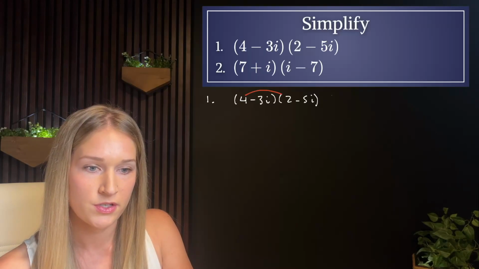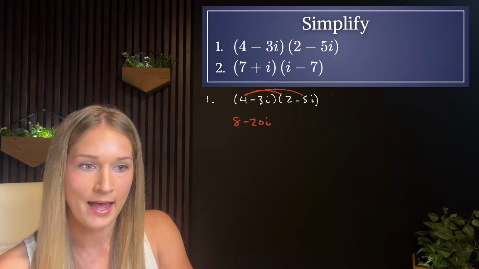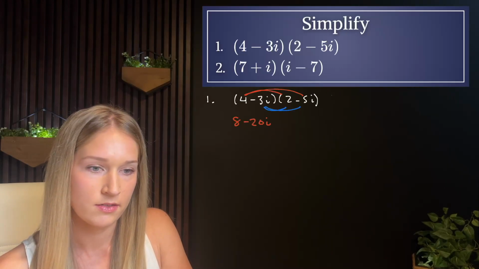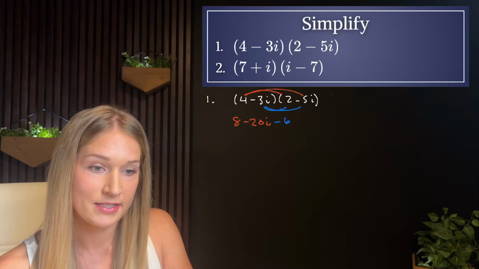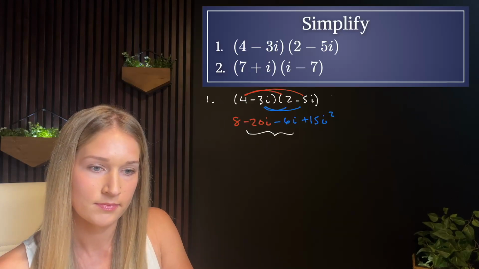My 4 goes to the 2 and to the negative 5, giving me 8 minus 20i. And then I move on to my negative 3, and it goes to the 2 and the negative 5, giving me negative 6i plus 15i squared. And I combine like terms.